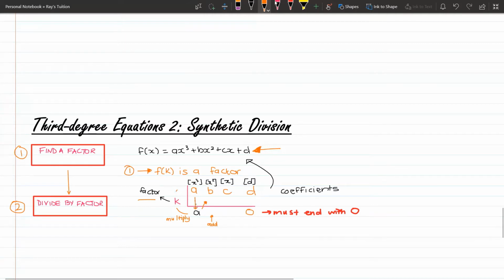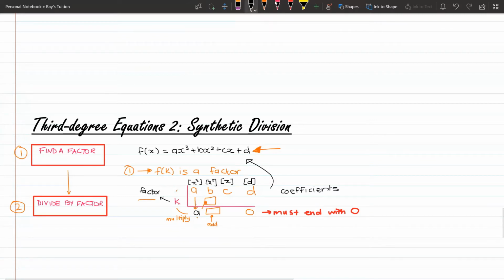And then what we're going to do is multiply our factor with the term that we brought down and put that value in over here. We then add and put that value over here, and then we repeat the steps until we end up at the last one. Now, if we are dividing by a perfect factor, this last one here should be 0.